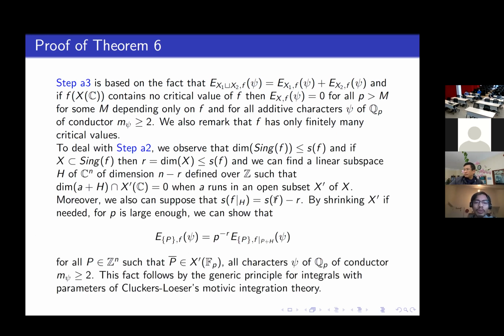And for step A2, we use the fact that we can show that the dimension of the singular locus of F is less than n_F. We recall that n_F is the dimension of the singular locus of F_d. But F_d is the homogeneous part of highest degree of F. So we can use some tools in algebraic geometry to solve this, and it is very easy.